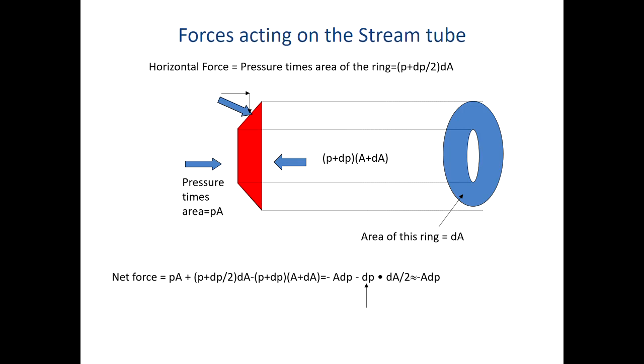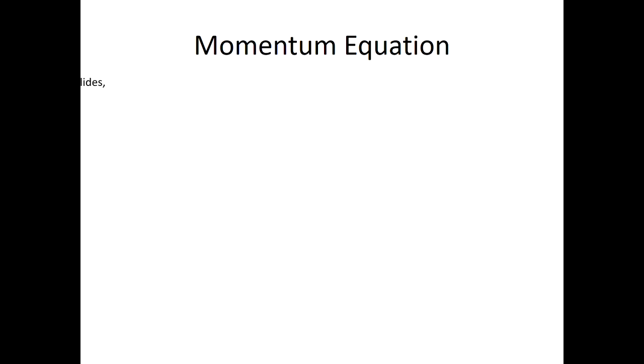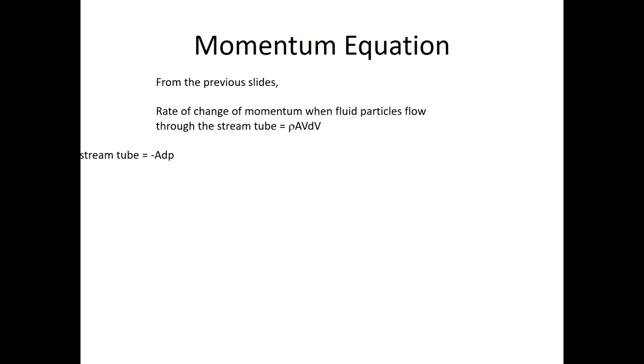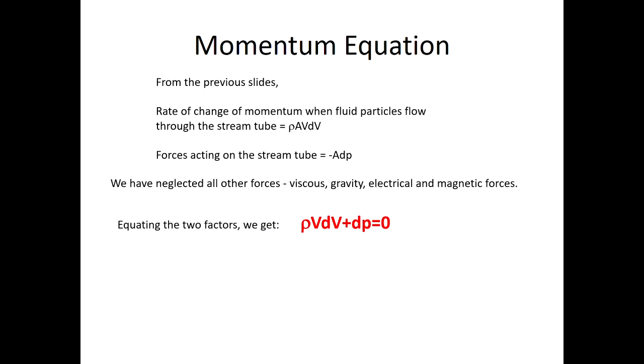The last term is on the right side boundary. Neglecting the second order product term, delta P times delta A, we get roughly minus A times delta P. This is the force, so F equals MA: rate of change of momentum equals the force. The area A drops out. Therefore, we get rho V dV plus dP equal to 0.